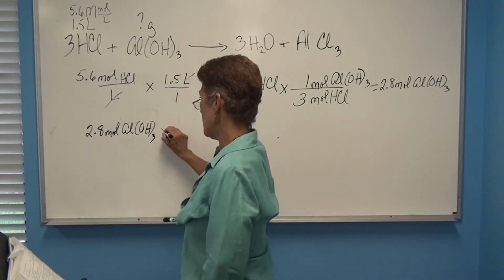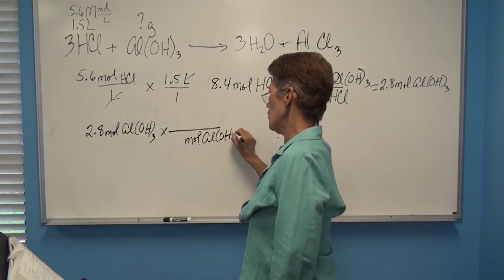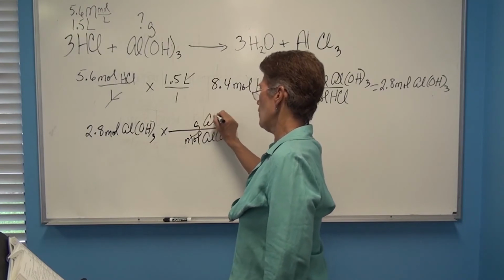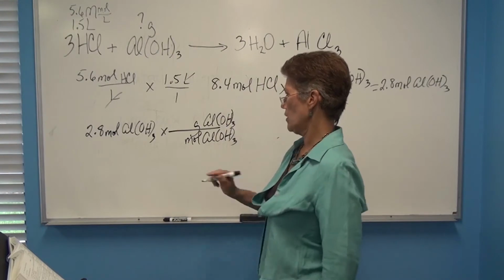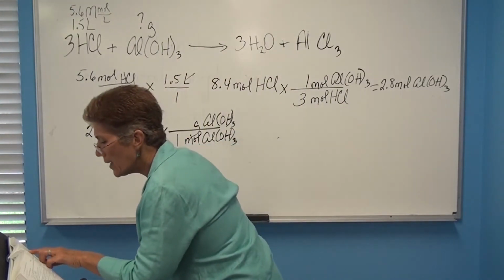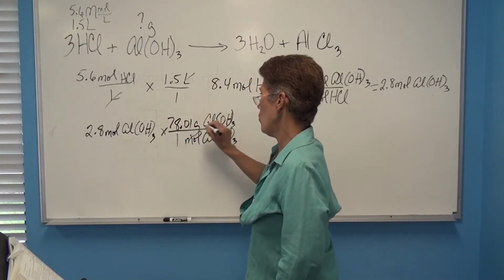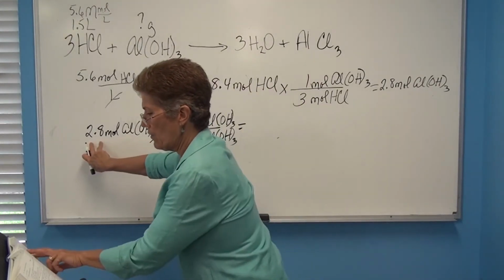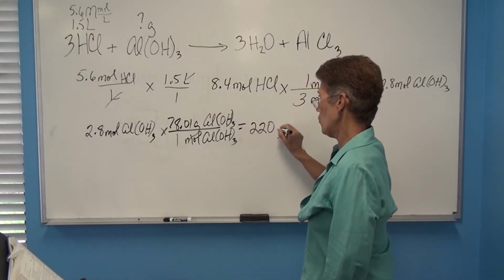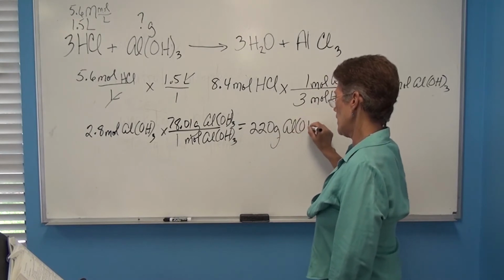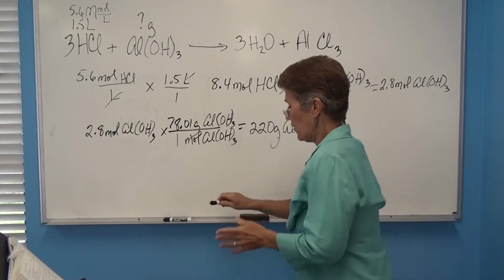And we need to get to the grams of that, so we're going to go moles of aluminum hydroxide on the bottom, so those will cancel. Grams of aluminum hydroxide on the top. There we go, which is legal. One of these, if you add it up, its gram molecular weight is 78.01. So in 2 significant figures, that's going to give you 220 grams of aluminum hydroxide. And that number is in 2 significant figures.